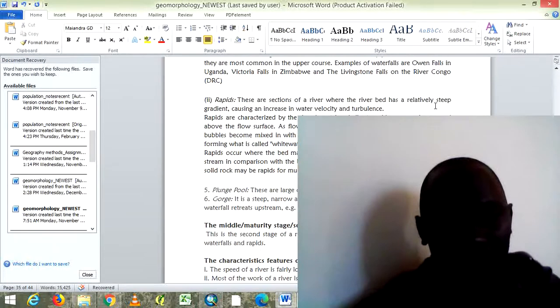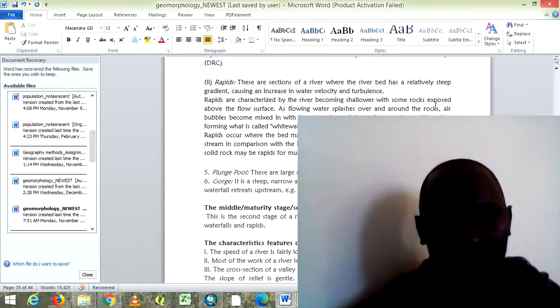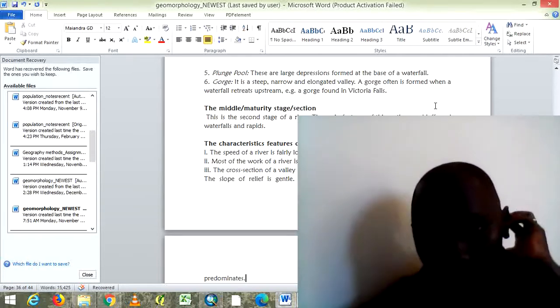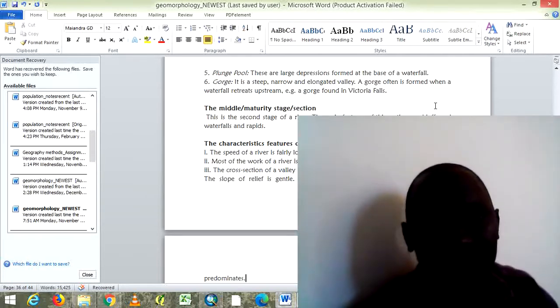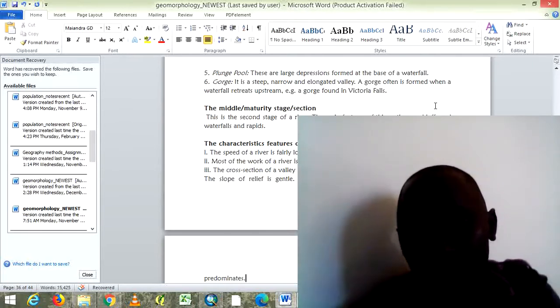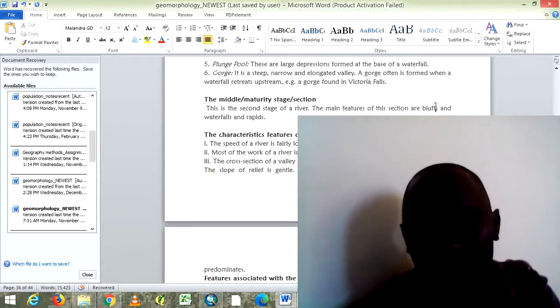The other stage of the river is the mature stage, or the middle section, and of course this one is characterized by a fairly low speed of water flow. Most of the work of the river here is transportation. The cross section of the valley is an open V shape, or sometimes U-shape, and the slope of the river is gentle. The volume of the river increases and lateral erosion dominates.